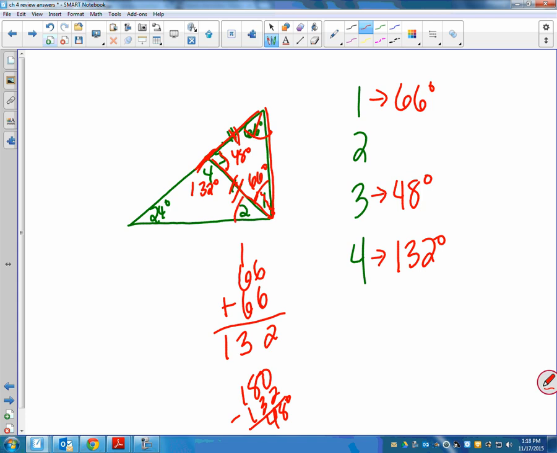The whole 180 that you get, so 132 plus 24 is 156. Subtract from 180 and you get 24. Definitely going to see a question like that on your test tomorrow, where you have to figure out where to start, solve for missing stuff.